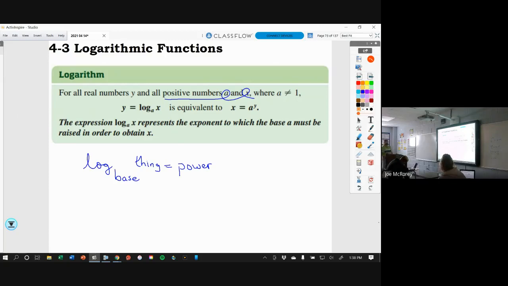If I have a logarithm, the base to the power equals the thing. A to the y equals x. And that's what it says right here, isn't it? A to the y equals x. Base to the power equals the thing. And I normally write it this way instead of putting the y first. That's just how I do it.